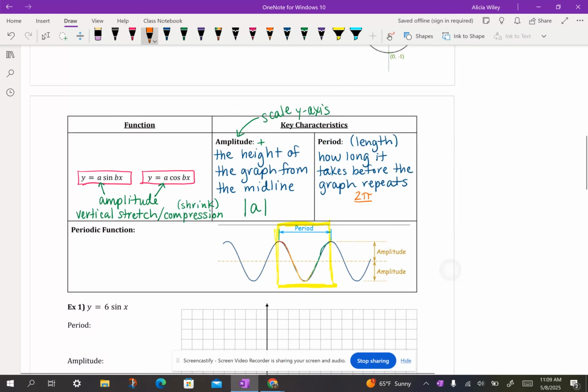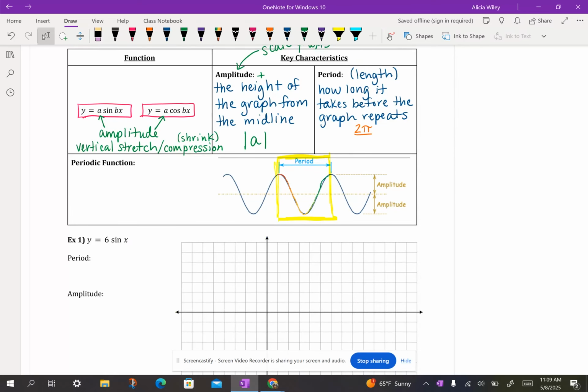So what we do to get that value is we take 2 pi and we divide it by the value of b. Again, I'm going to say absolute value of b because, since this is a length, it should be positive. So anytime you're stating the amplitude or stating the period length, you should be giving positive values because they represent lengths, and we always measure lengths with positive values. So some people like to think of this as just 2 pi over b, and they know it's positive.